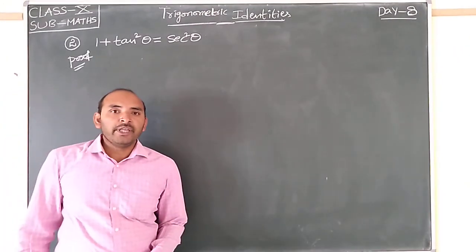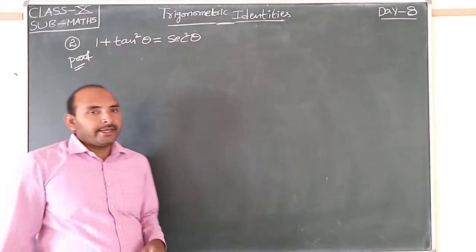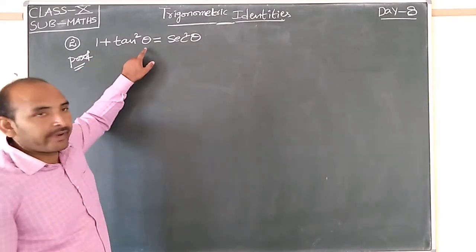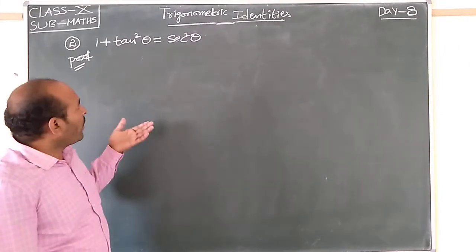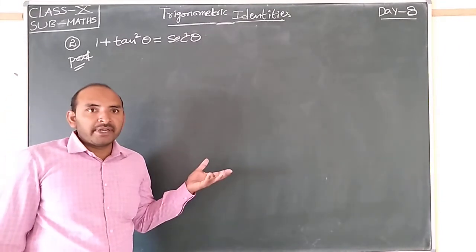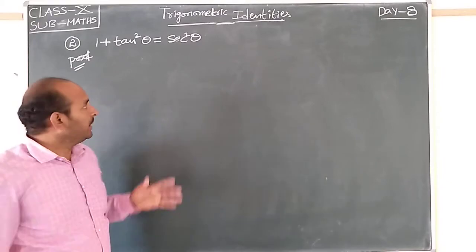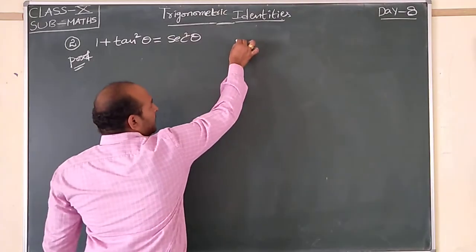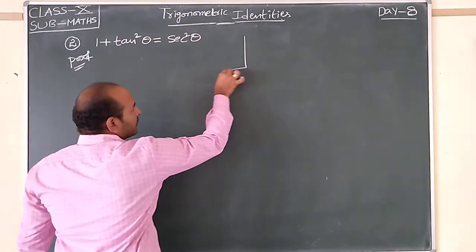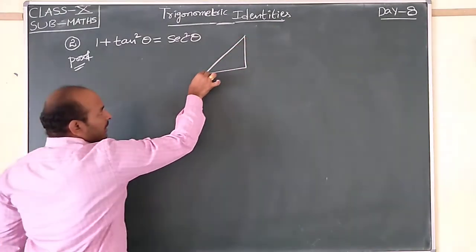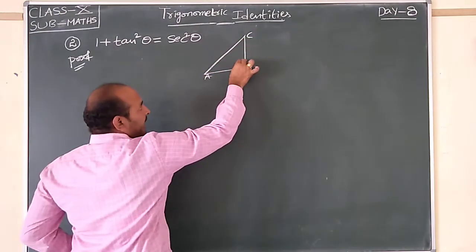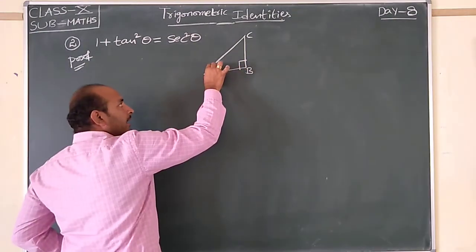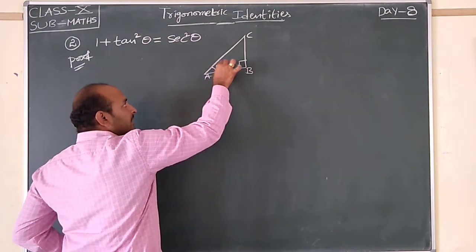Now coming to the second property, that is 1 plus tan square theta is equal to secant square theta. What we have done in the first property, the same thing you have to apply. So I am taking one right angle triangle. This is A, this is B, and this is C. Right angle at B, and let us take angle A as theta.